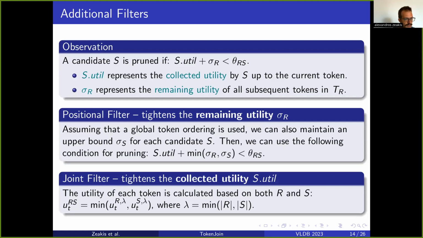Thus, we introduce two more filters. Recall that the candidate S is pruned if the collected utility and the remaining utility are below theta RS. The positional filter tightens the remaining utility by using the remaining utility of both R and S instead of only R. This requires that tokens in all sets are sorted according to a global ordering. Furthermore, the joint filter tightens the collected utility by considering a combination of the utilities provided by both sets. This relies on a more elaborate definition of token utility called joint token utility.